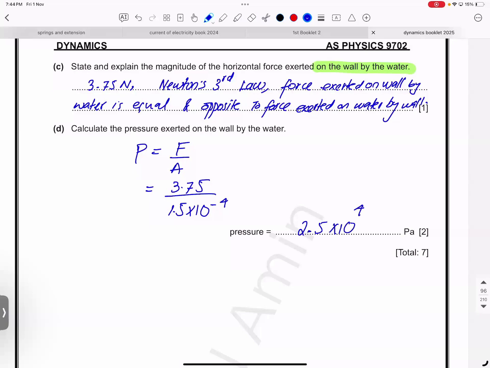Pascals. Question number 4. Please open question number 4, the next page. Mashallah. Are you understanding now? Sure.